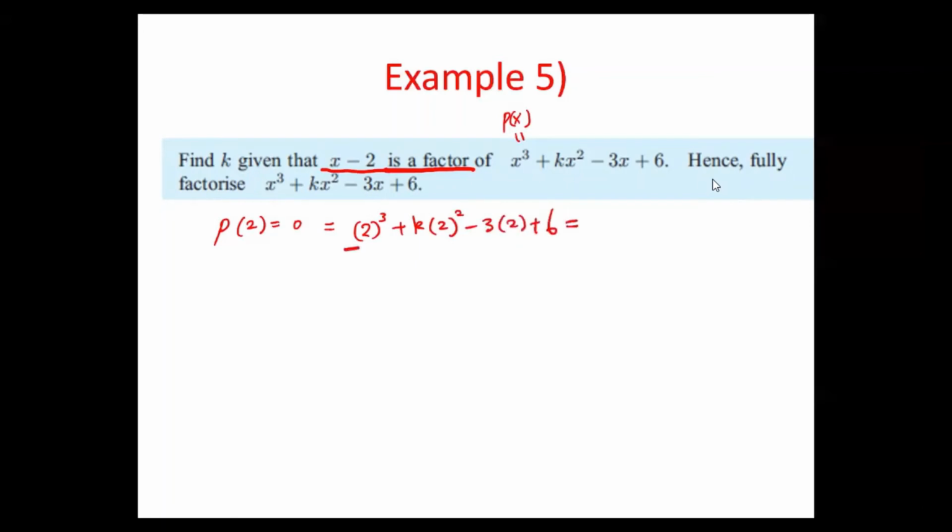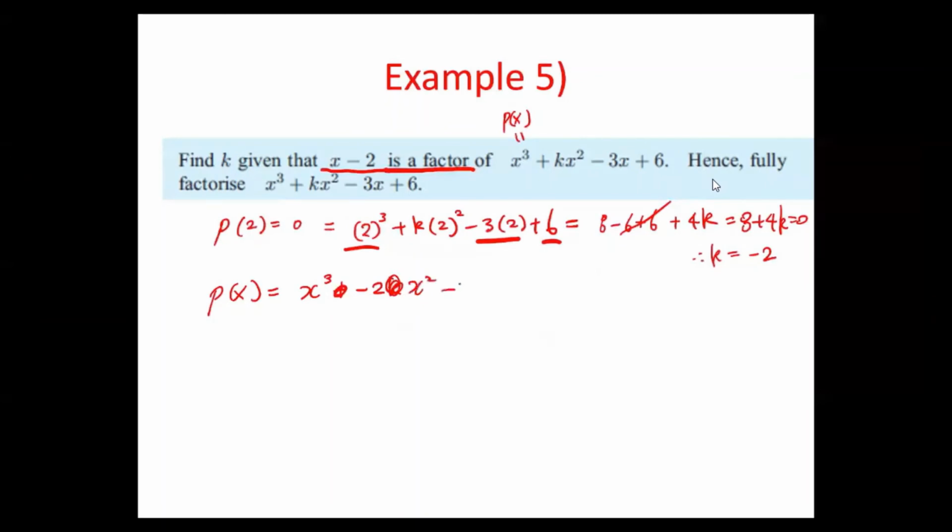Except for the k part, we should know all of this. So it's 8 minus 6 plus 6 plus 4k. So it's gone right here. The only thing left over is 8 plus 4k, which is 0. What is your k? Minus 2. Now what you can say is that P(x) is now complete. X cubed plus minus 2, so minus 2x squared minus 3x plus 6 is your complete P(x).